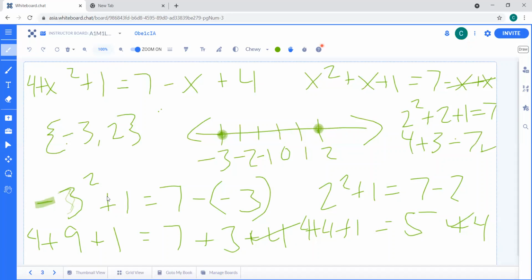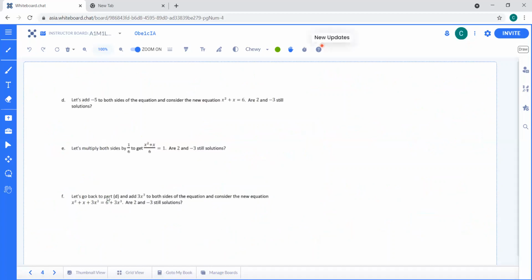The next one says, let's add a negative 5 to both sides. It doesn't matter. If you do it to both sides, it's always going to be true. Then it says, let's multiply both sides by 1/6. Once again, if you're doing it to both sides, it's all going to be the same. Maybe that's on the next page. Yeah. See here, these are both saying to both sides. They're still true. It doesn't matter as long as you do it to both sides.